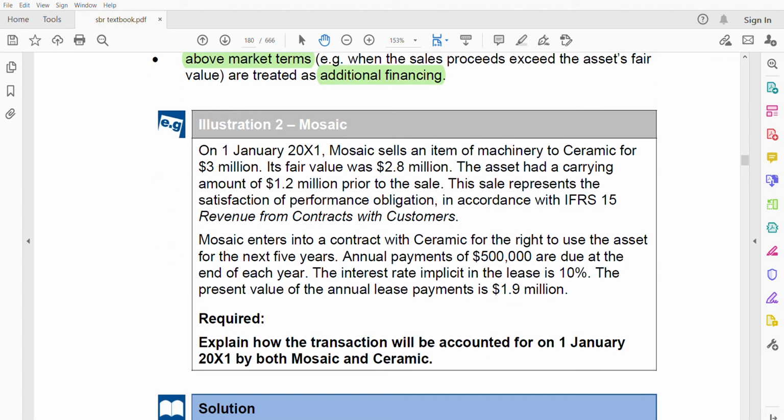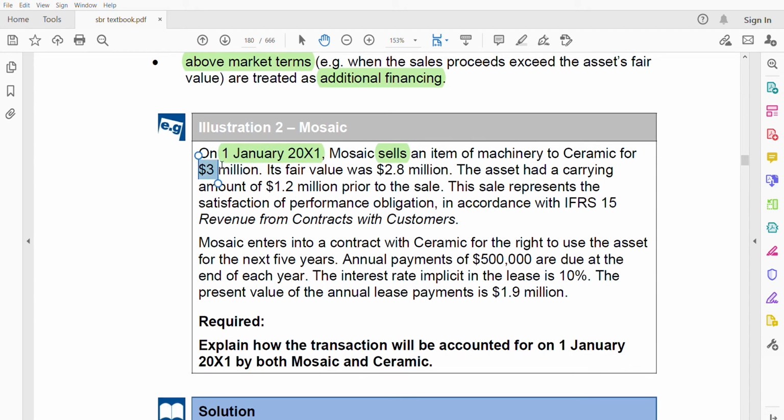Now let us go through this illustration before I officially end this video and go to part 3 where I'll be solving all your test understanding. So on 1st of Jan 2001, Mosaic sells an item of machinery to Ceramic for 3 million. Fair value was 2.8 million. The asset has a carrying amount of 1.2 million before the sale. This sale represents the satisfaction of performance obligation in accordance with IFRS 15. That means this transfer is a sale.